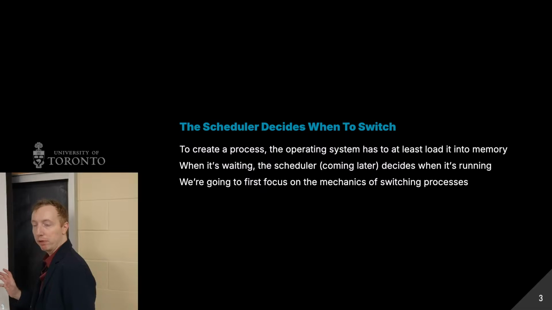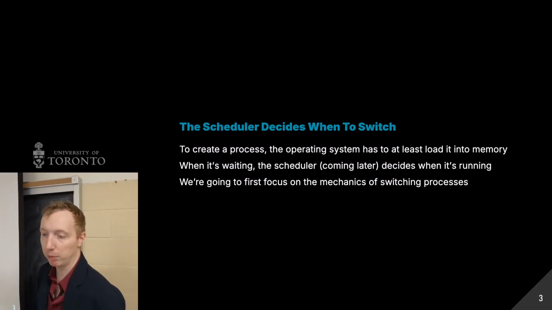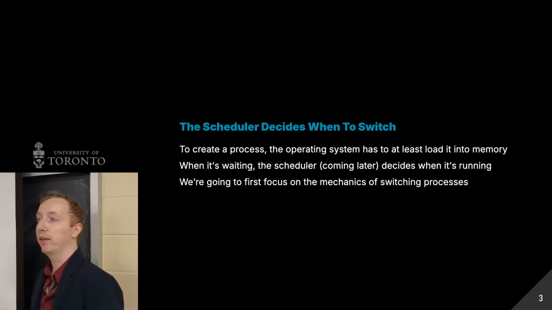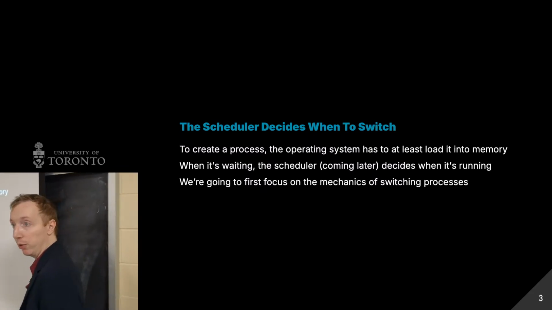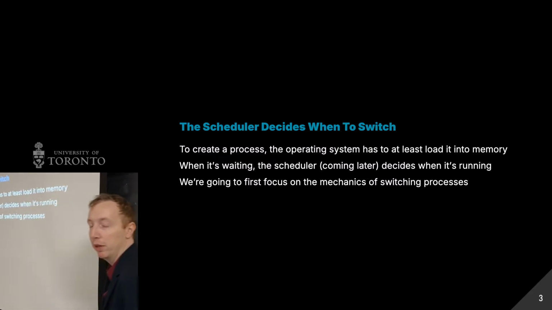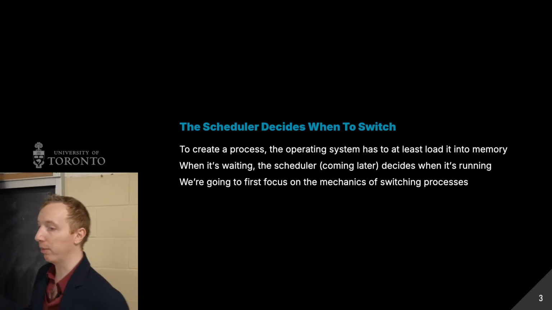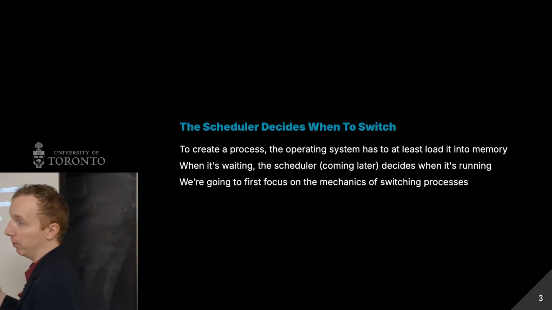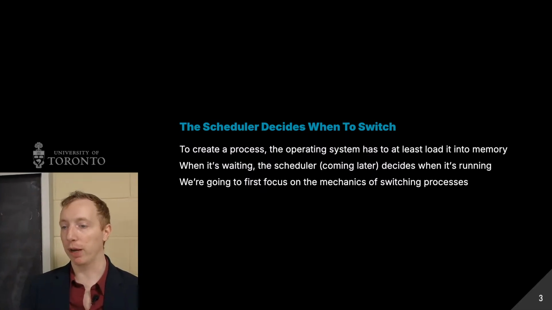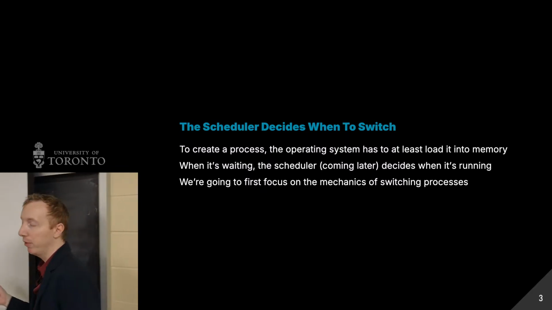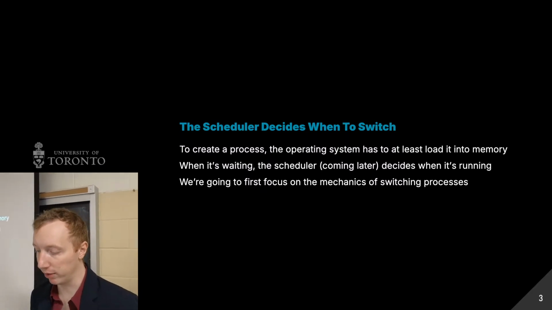So, another talk about that, juggling different processes. There's something in an operating system called a scheduler, and that decides when to switch between running different processes. To create a process, the operating system has to at least load it into memory. And when it's waiting or in that ready state, the scheduler, which we will argue about in a bit, decides when to transition it from ready to running. But first, we're going to focus on the mechanics of actually switching which process to run.